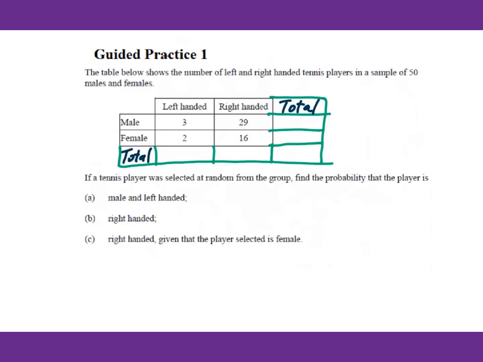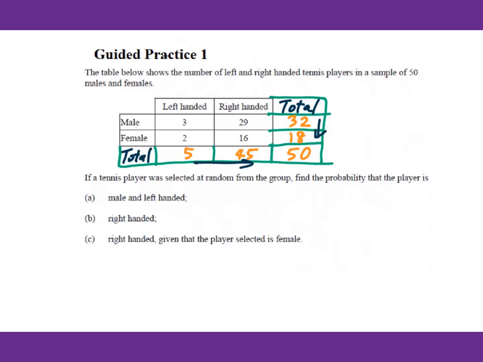Three plus 2 is 5. 29 plus 16 is 45. We will get 50 here. So 3 plus 29, that's 32. 2 plus 16 is 18. 32 plus 18 equals 50. Make sure you add horizontally and add vertically. You will get the same answer.